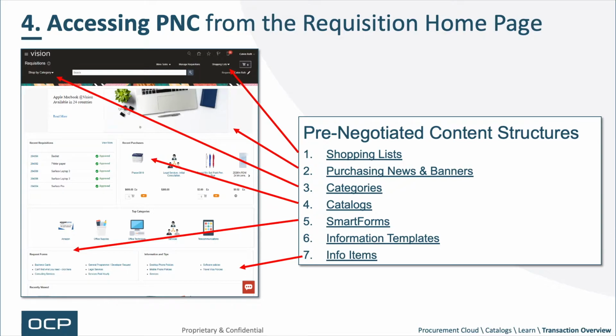So now we have these pre-negotiated content constructs, if you will. How do we access them? Well, we access them from different locations on what we call the Requisition homepage. So you can see here, pre-negotiated content structures: shopping list, purchasing news and banners, categories, catalogs, SmartForms, info templates, which you don't see a link to because we'll show you where they get called, but they're either bound into a SmartForm or called via category. And then you have informational items.